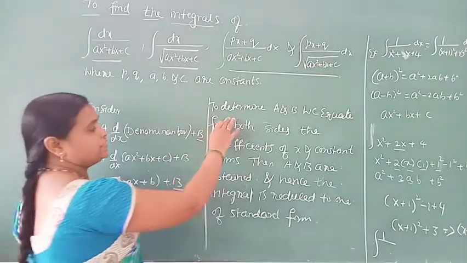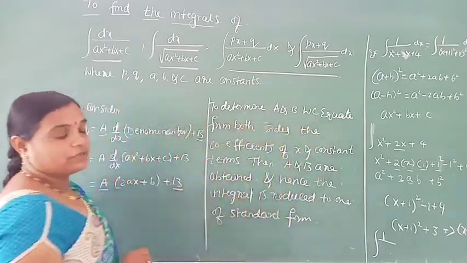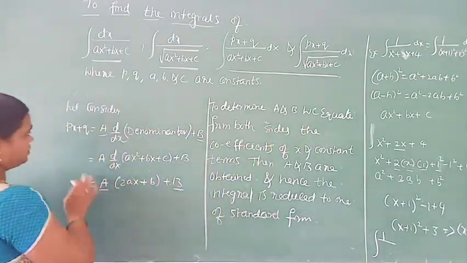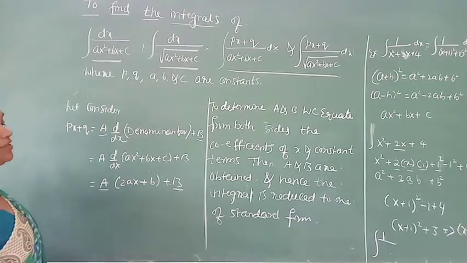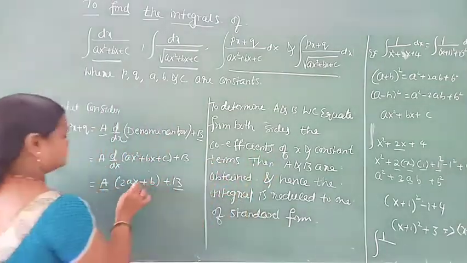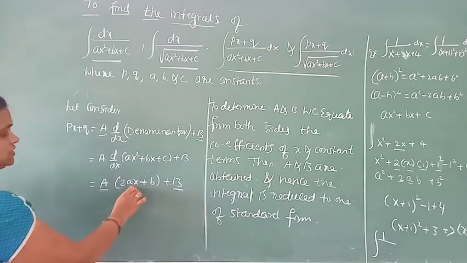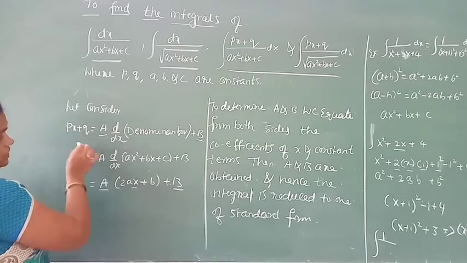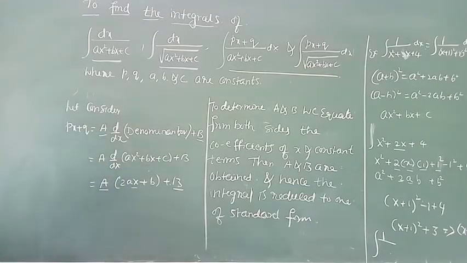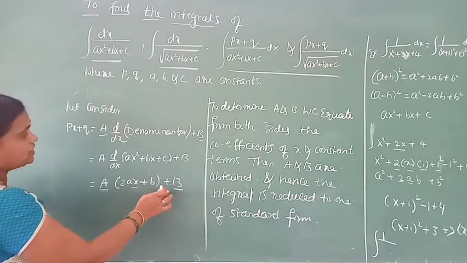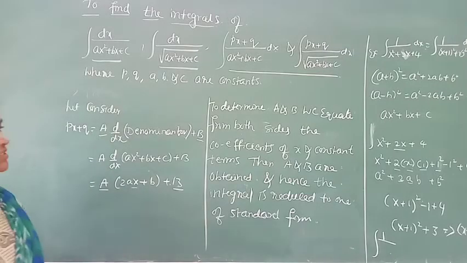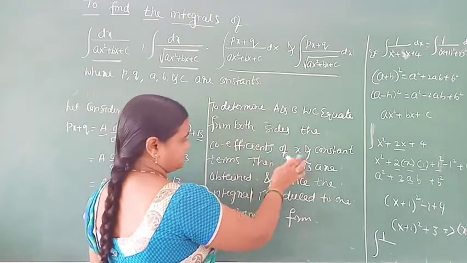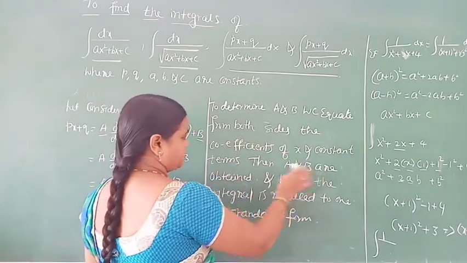Therefore, to determine a and b, we have to equate both the sides. Equate the coefficients of x on both sides, the right hand side and the left hand side. If you take the constant term, here also we have to equate the constants. The same concept they have given. We equate from both the sides the coefficients of x and the constant term. Then a and b are obtained.